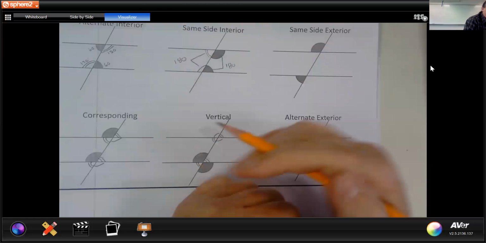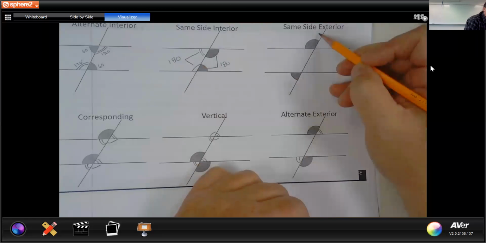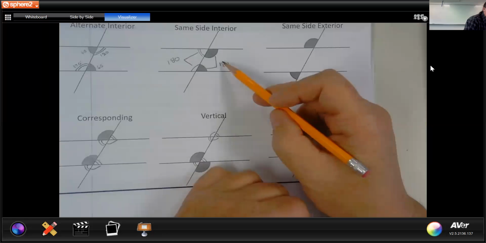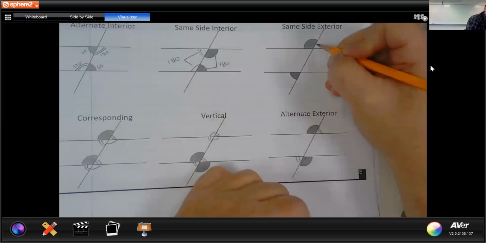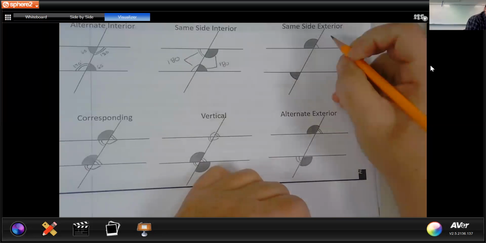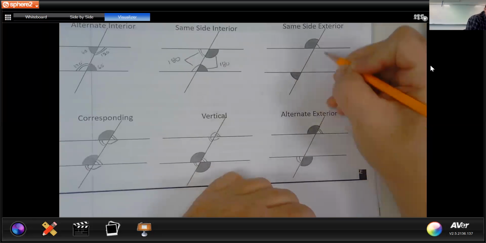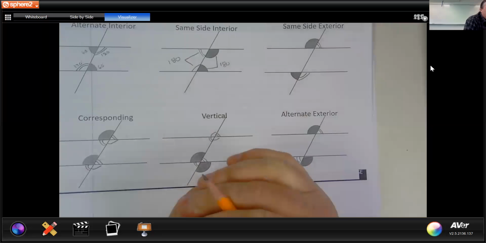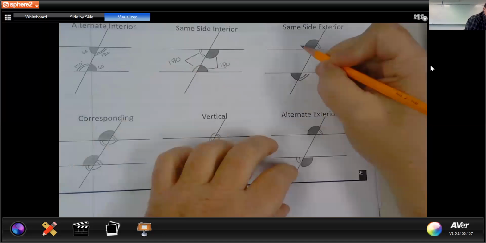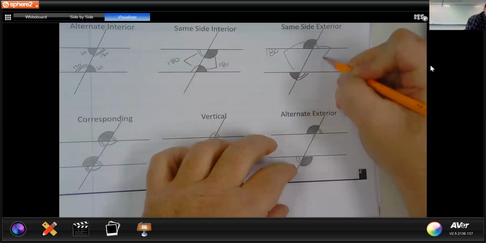Same side exterior, just like same side interior, they're on the same side of the transversal, but they do not live inside like the same side interiors do. They live outside the parallel lines. And we can also say that these angles here are also same side exterior angles. And these are supplementary angles, meaning they both add up to 180 degrees. We can use these.